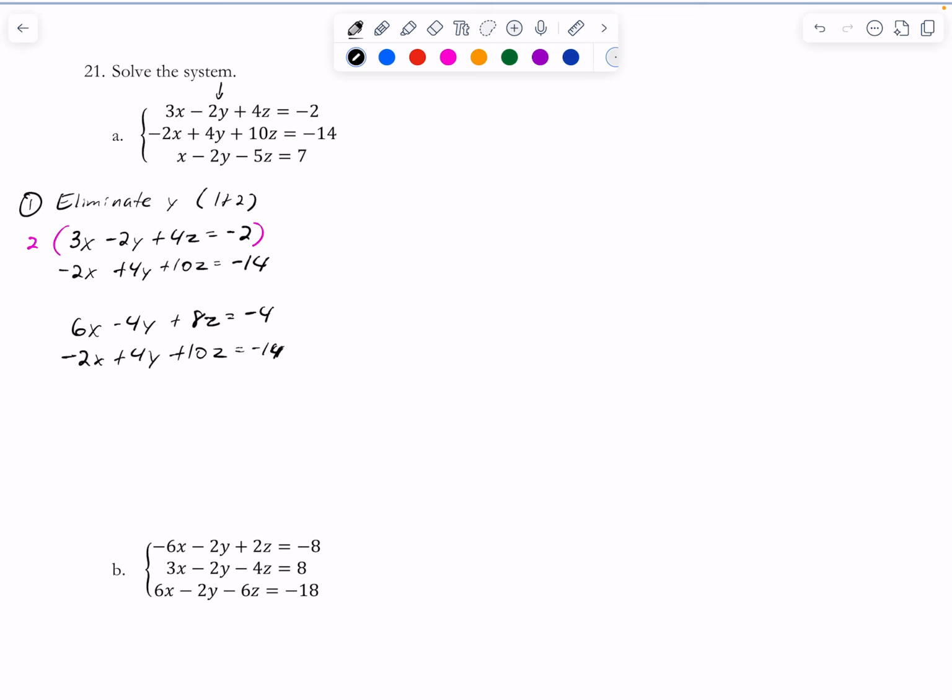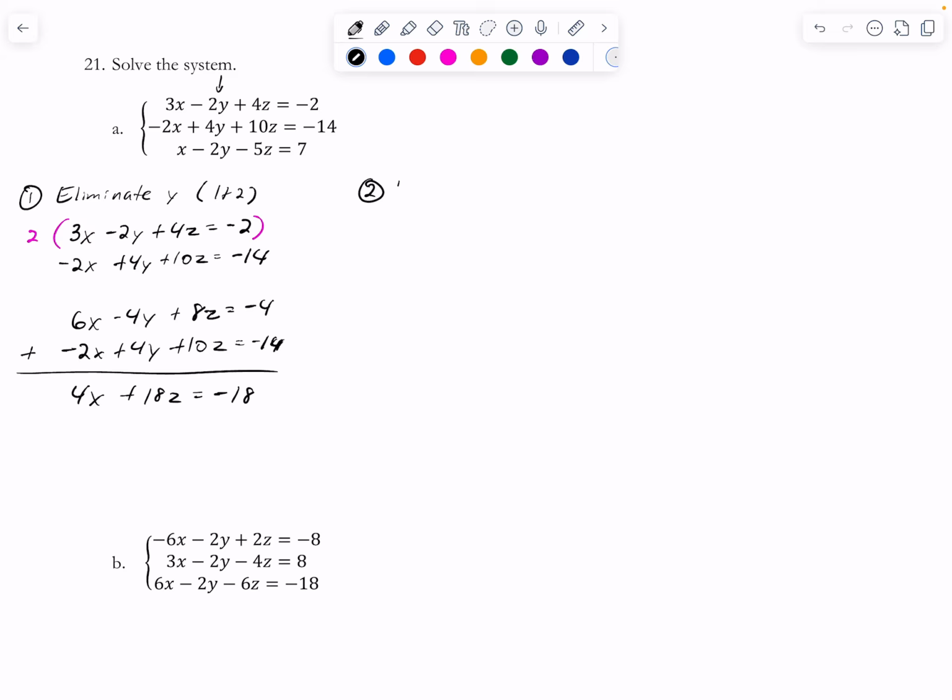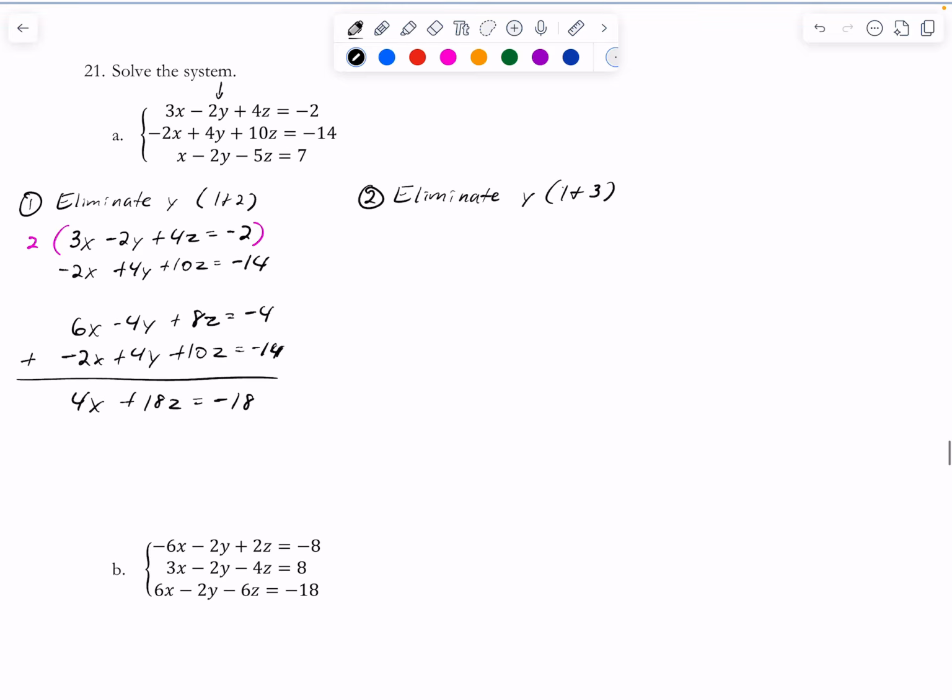All right, and then I'm going to add. So I get 4x plus 18z equals negative 18. Okay, next step is I'm going to eliminate y. Right, choose the same letter you chose on the first round. And I'm going to do, let's do 1 and 3. Because if you look at 1 and 3, they actually have the same sign.